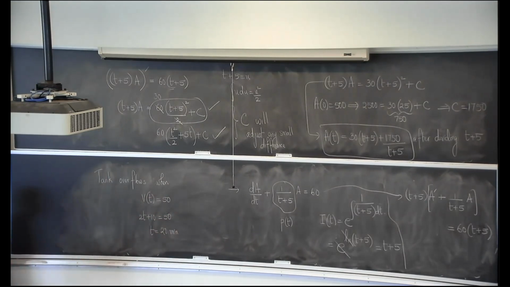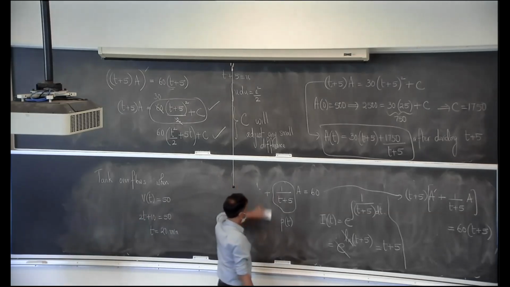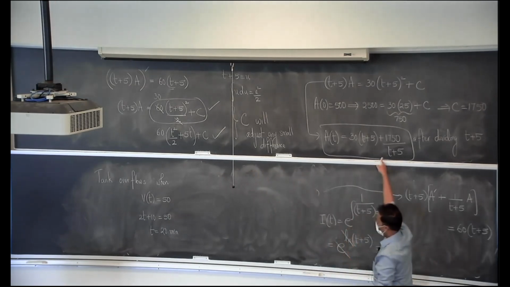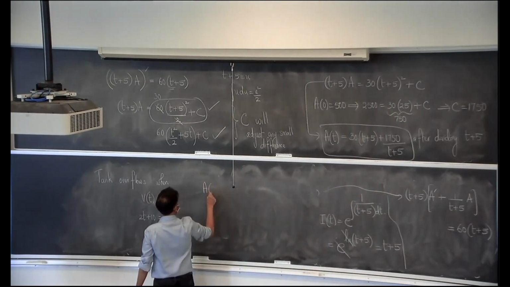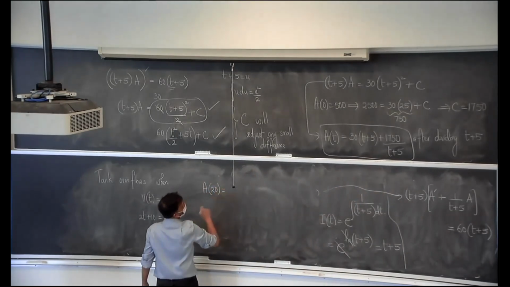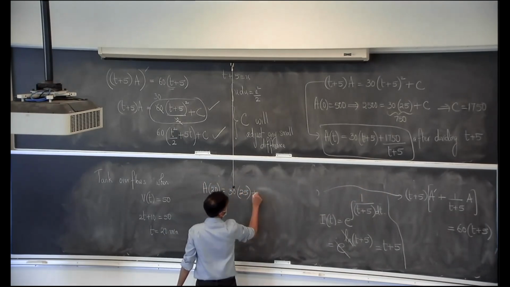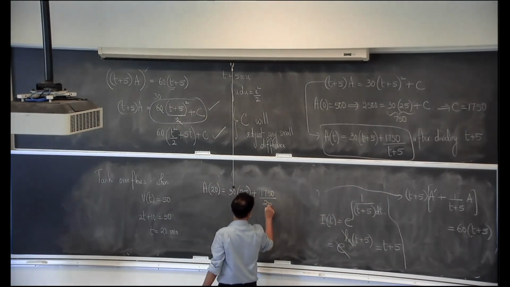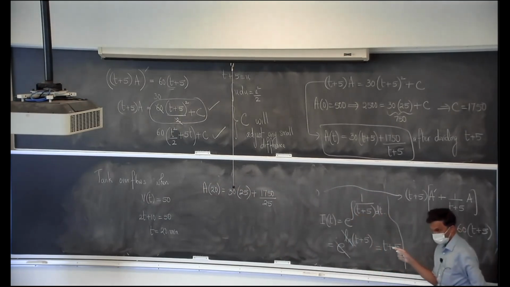So that's just from common sense, right? The volume is equal to the maximum volume, it overflows. Using that, we could find the mass of salt at time t. So A of 20 could be found there. That's going to be 30 times 25 plus 1750 over 25. This is the mass of salt at time t equal to 20.